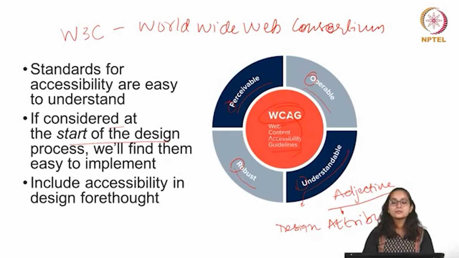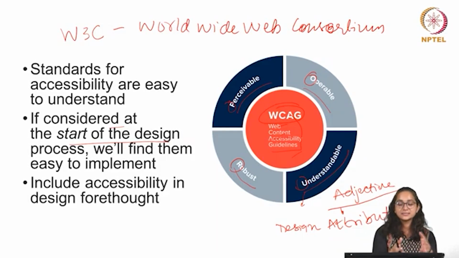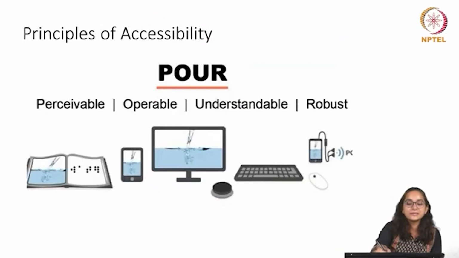So most of the adjectives or the principles of universal design, as we discussed earlier in the session, have also been more of design attributes. And as we will discuss each one of them separately, you will understand that they are either direct derivatives, or they are a combination of a few of them grouped together. So basically this is the abbreviation POUR.